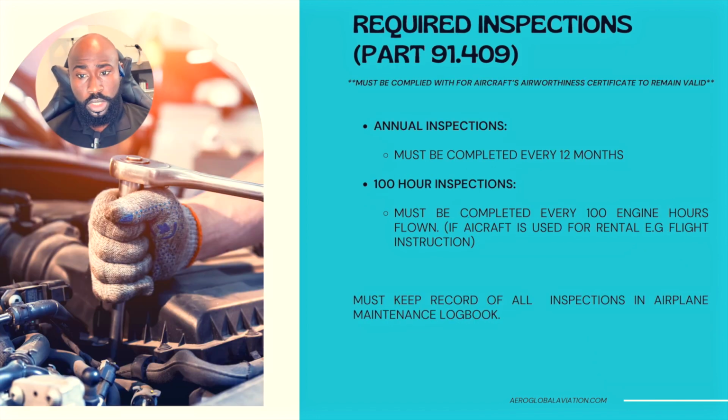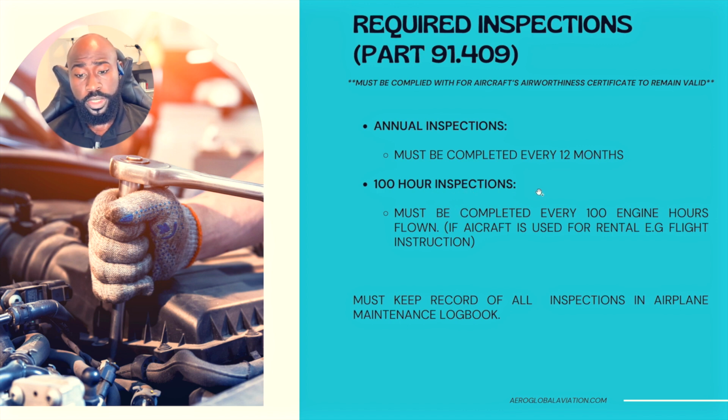The next one we'll talk about is the required inspections. The required inspections are covered in part 91.409 of the Code of Federal Regulations. You must comply with these for the aircraft airworthiness certificate to remain valid. If you follow all these inspections, it means your aircraft is actually airworthy. The first inspection you really need to know about is the annual inspection, and this must be completed every 12 months. The second one is a 100-hour inspection.